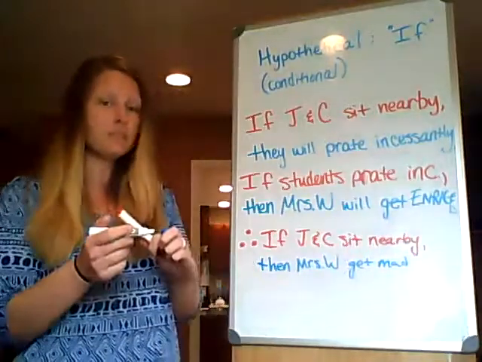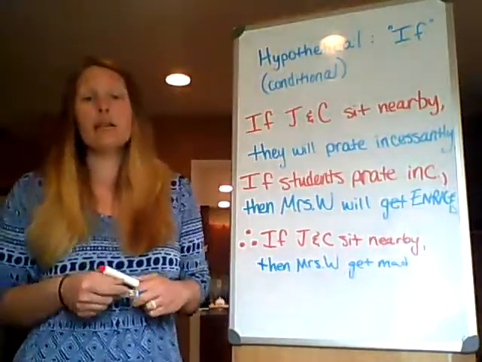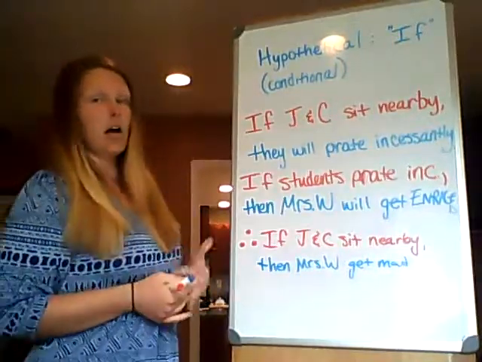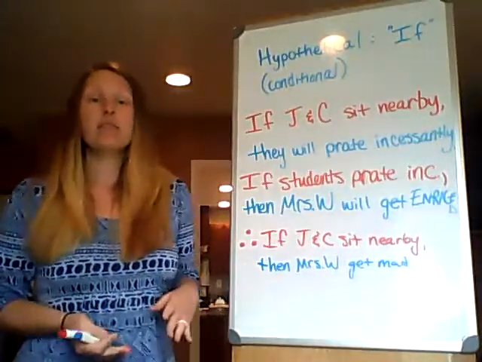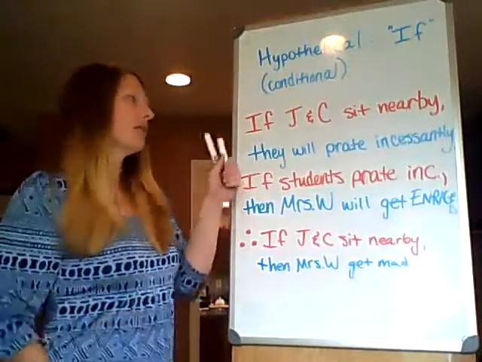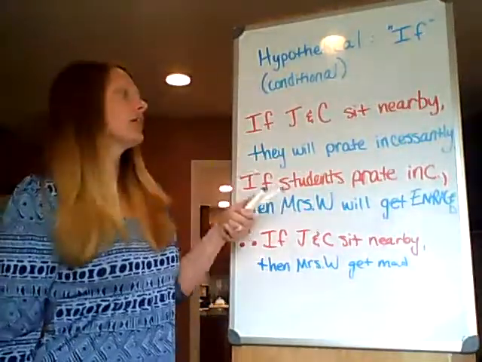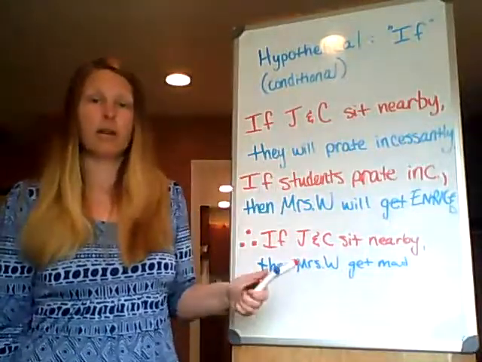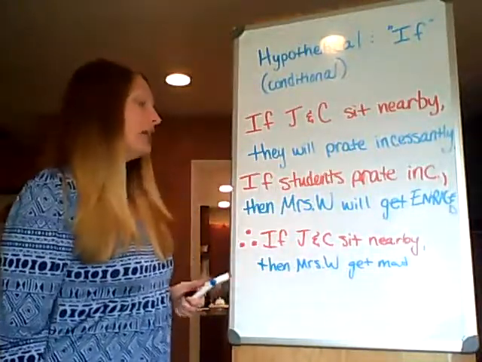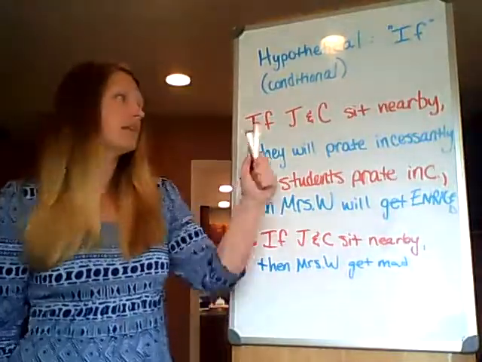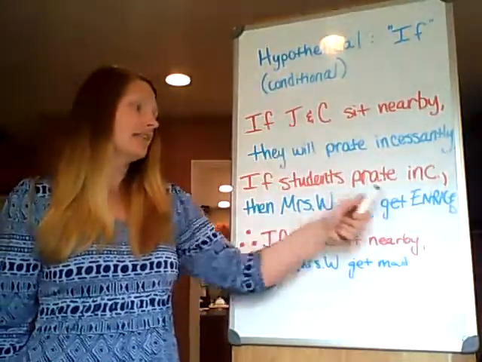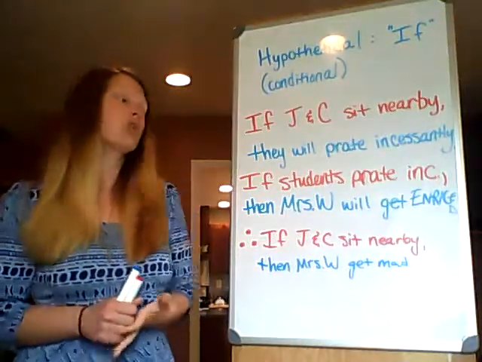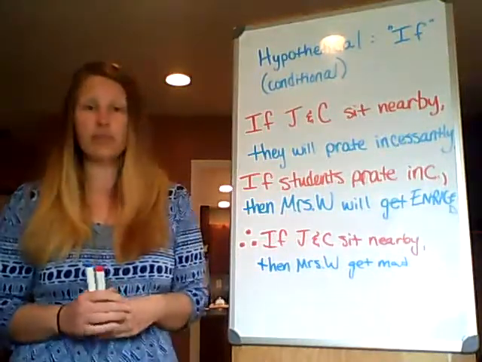Okay? So this right here is called a pure hypothetical syllogism. And it's automatically valid because of the way I set it up: as soon as J and C are sitting near each other, they start talking. As soon as people are talking, Mrs. Warren gets mad. And so you can trust that if they're sitting next to each other, it's going to end up with Mrs. Warren getting mad. So that's called a pure hypothetical syllogism.